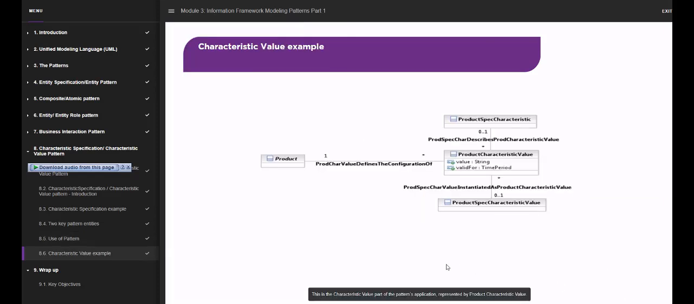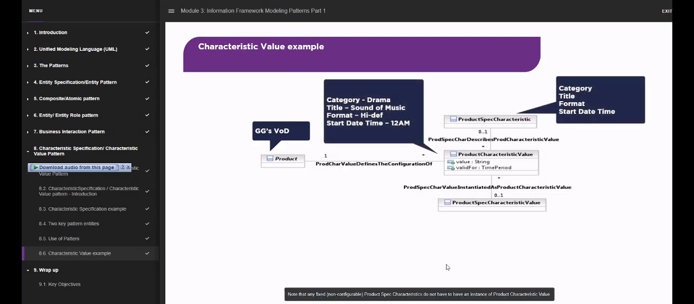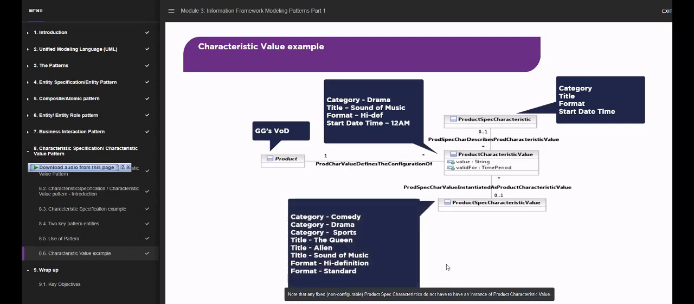This is the characteristic value part of the pattern's application, represented by product characteristic value. Shown here is a selection George has made as instances of product characteristic value for viewing of VOD. Note that any fixed, non-configurable product spec characteristic do not have to have an instance of product characteristic value. For example, there's no need to duplicate a weight value that doesn't change. From a database perspective, it may be desirable to have an instance to avoid navigating to the characteristic specification part of the database.